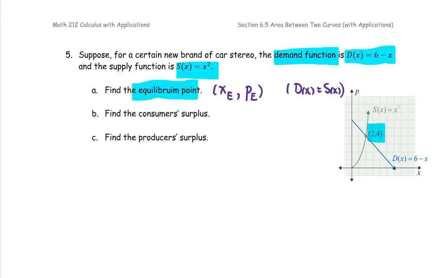And then for part B, you're going to find the consumer surplus, the CS, which uses the definite integral subtracted by x times p. For the consumer surplus, you're going to use the demand function. But for the producer surplus, you're going to use the product of the equilibrium quantity and the price, subtracted by the definite integral of the supply function. The lower limit is 0 and the upper limit is the equilibrium point. So this is the setup.